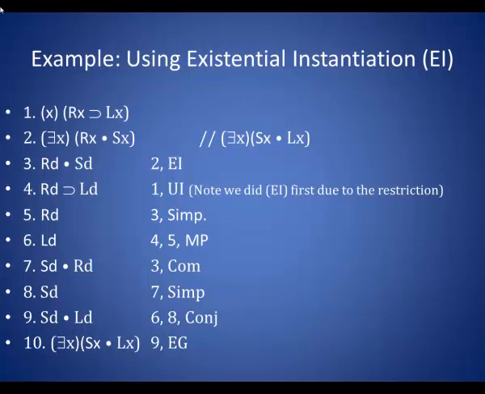Okay, so it was just a simple move of simplification, then modus ponens, commutativity, simplification, conjunction, and then one of our new rules again, we use existential generalization to reintroduce our quantifier so that we can get what we're looking for in the conclusion.